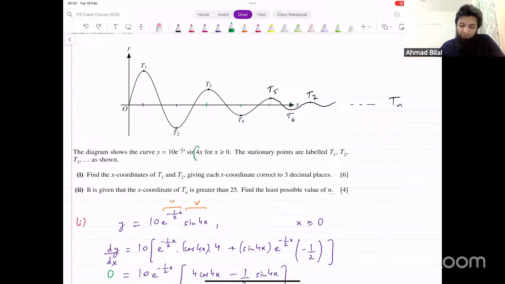This is sine of 4x. Period is divided by 4. So if it was a difference of pi earlier, now it becomes pi over 4.